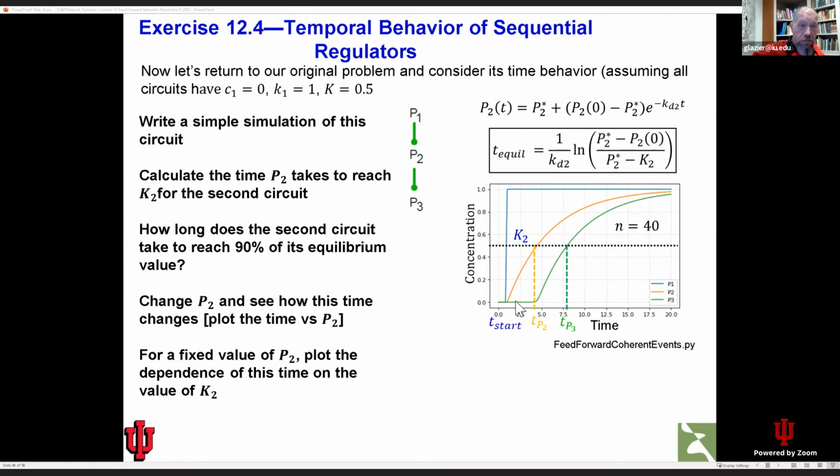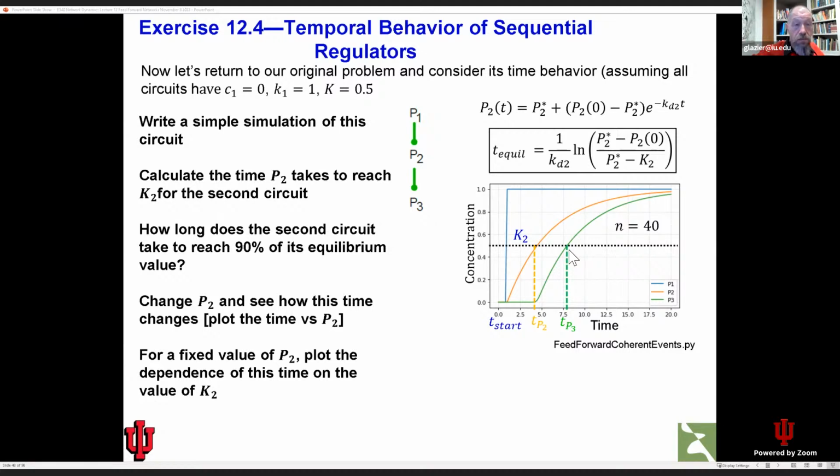Does that make sense to people? So I turn on P1, P2 starts coming up. I have to wait until P2 gets to the value of K2. And at that point, P3 starts coming up. And it takes some amount of time for P3 to get to its threshold in case there was something further downstream. And so I see a delay. And so why don't people try doing that?